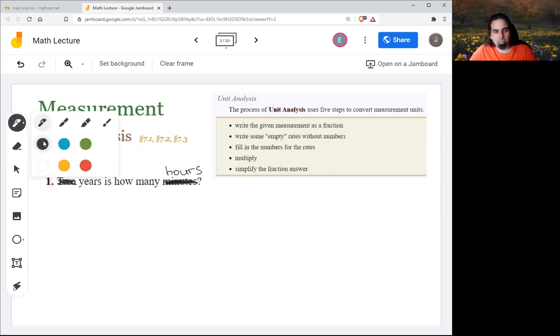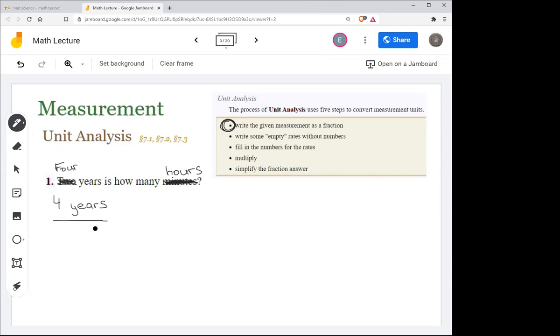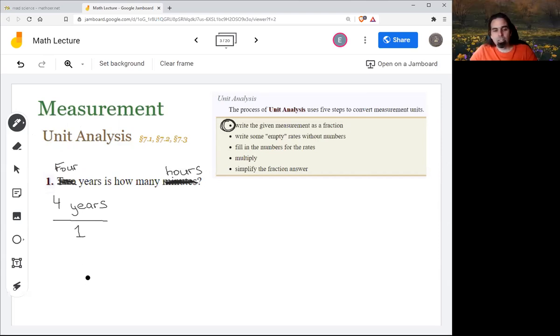So we start by saying we will write the thing we have as a fraction. So 4 years. And that one isn't a fraction. So how do I make it into a fraction? Over 1. 4 over 1. Some of these problems, they give you a fraction. You're driving 30 miles per, the fraction bar is like per 1 hour or something like that. But this one they didn't, so we put it over 1. Then I'm going to write some empty rates.